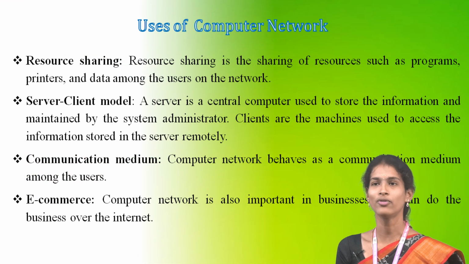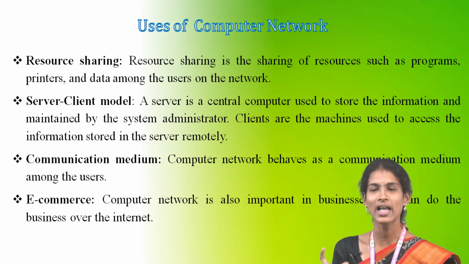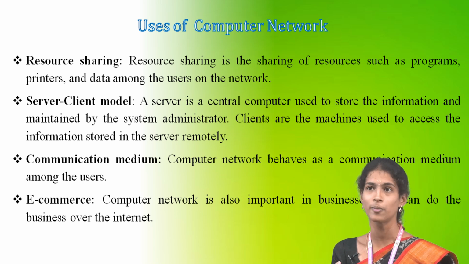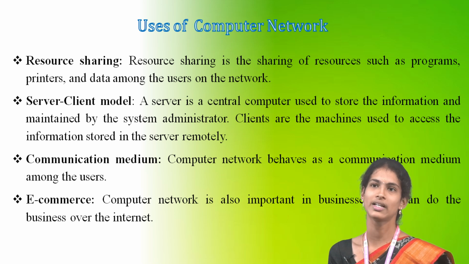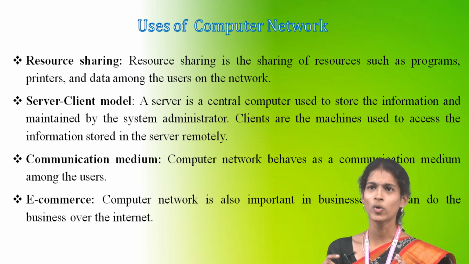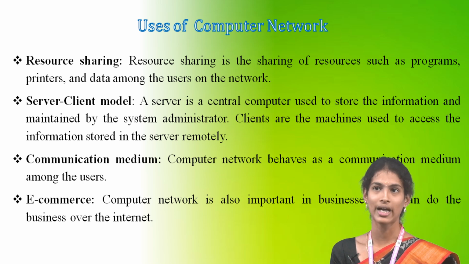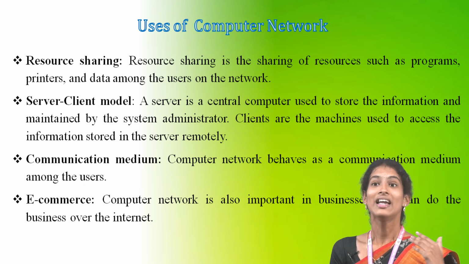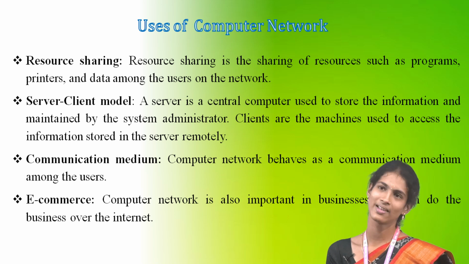The next, uses of computer network. The first, resource sharing. Resource sharing is the sharing of resources such as programs, printers, and data among the users on the network, without the requirement of the physical location of the resource and user. The next is server-client model. Computer networking is used in the server-client model. A server is a central computer used to store the information and maintained by the system administrator. Clients are the machines used to access the information stored in the server remotely.